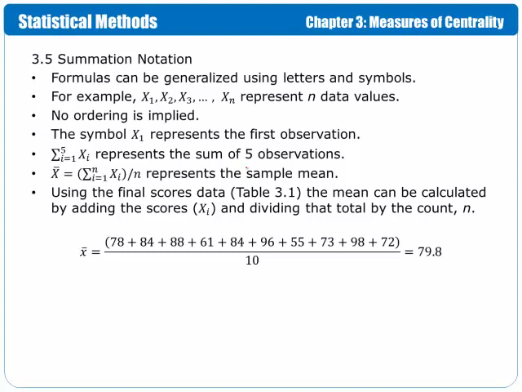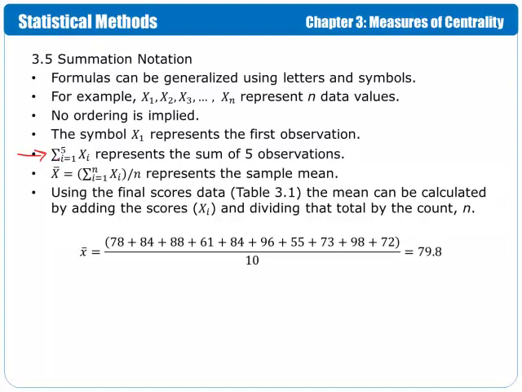Essentially, formulas can be generalized using letters and symbols. For example, x1, x2, x3 up through xn could represent n data values. No ordering is implied in those x values. x1 just means the first observation. Whether it's the lowest or the highest or somewhere in between is not implied. Then this symbolism right here represents the summation of 5 observations.